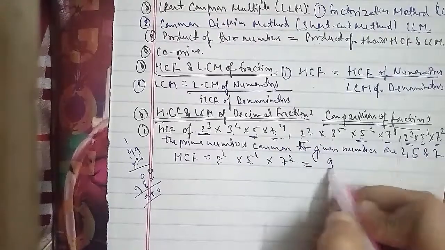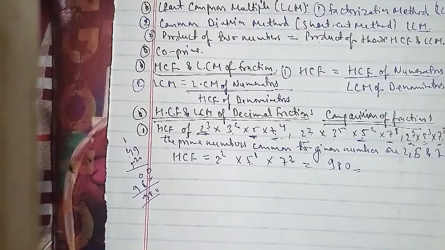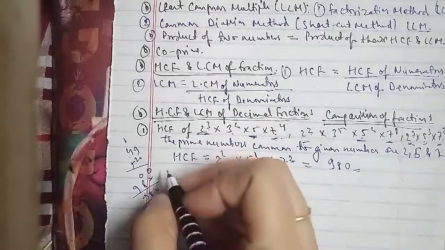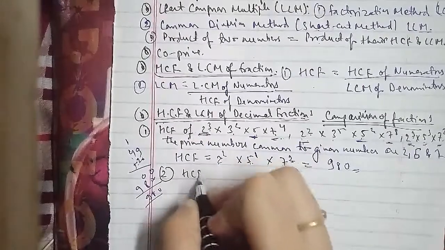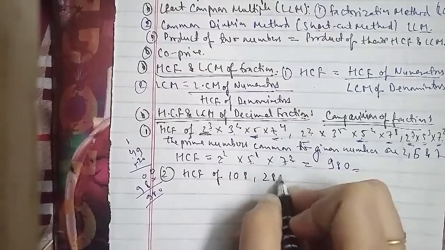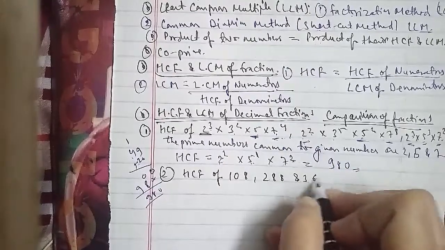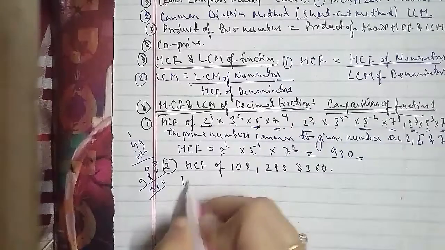So here, for 108, we will separate it as 2 power 2 into 3 power 3, that is 2 2s are 4 and 3 3s are 9, 9 3s are 27, 27 4s are 108. For 288 it will be 2 power 5 into 3 power 2, and for 360 you just find it by using the HCF method. 360 is equal to 2 power 3 into 5 into 3 power 2.